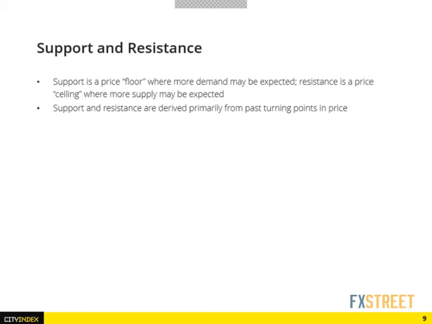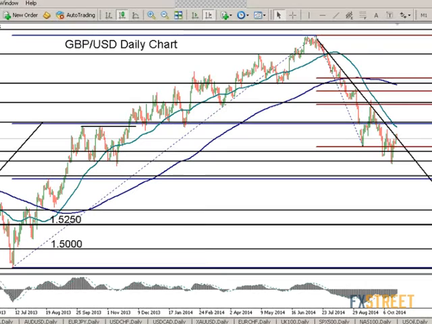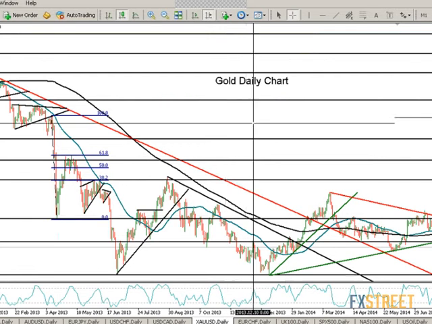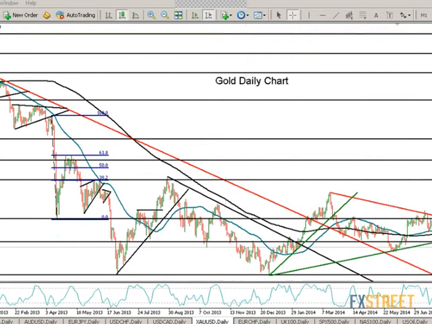So that's why I'm looking for past turning points in price, and we can see that all over the charts. Just take a look at gold. For those of you who have seen gold, let me just show that real quick. Where better does support and resistance work but right here?